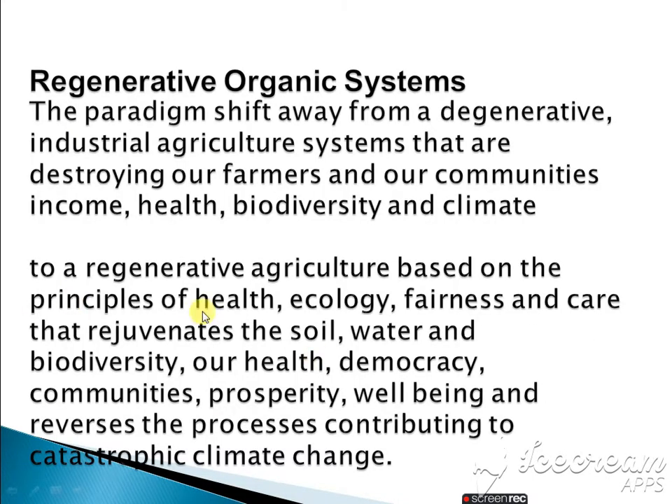Then we come to regenerative organic agriculture. This is basically a shift from a degenerative industrial agriculture system. They are destroying our farms, soils, even our health and especially the biodiversity. In the current scenario, climatic change is a huge problem globally. To avoid these things, to make our soil better, produce more and save food, organic agriculture or regenerative agriculture is the cry of the day.